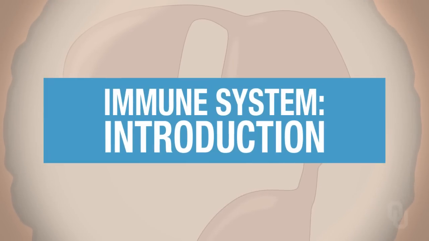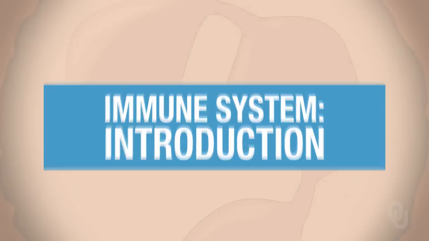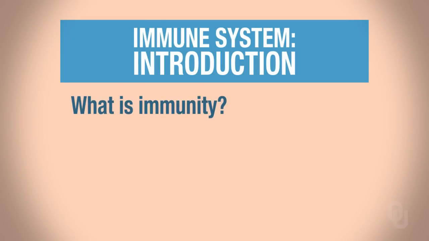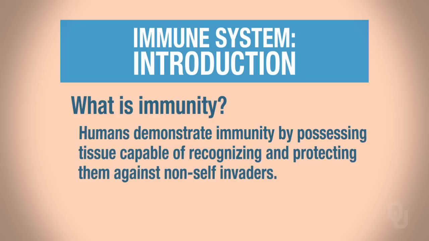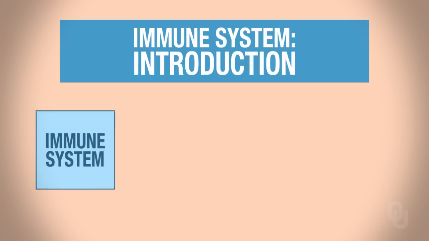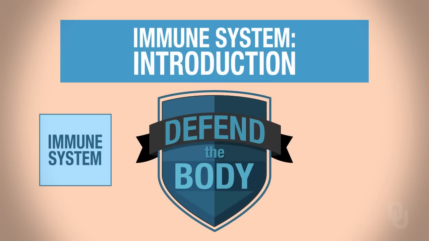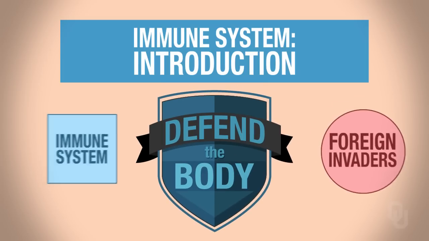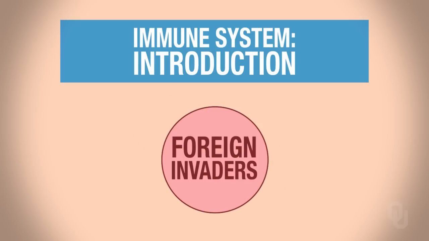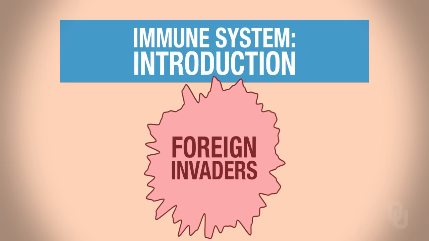Now we're going to start the immune system. And so what I want you to think about first off is, well, what is immunity? So humans demonstrate immunity by possessing tissues that are capable of recognizing and protecting them against non-self invaders. Short and sweet, your immune system is there to defend your body from foreign invaders. Those foreign invaders come in all shapes and sizes and varieties.